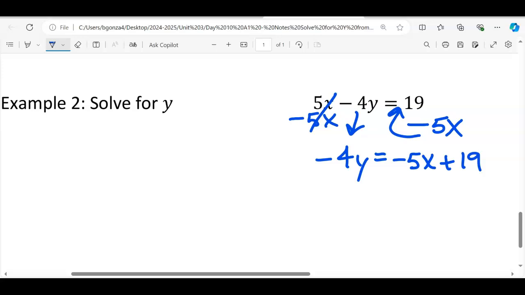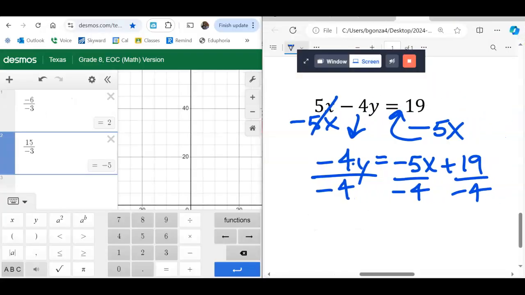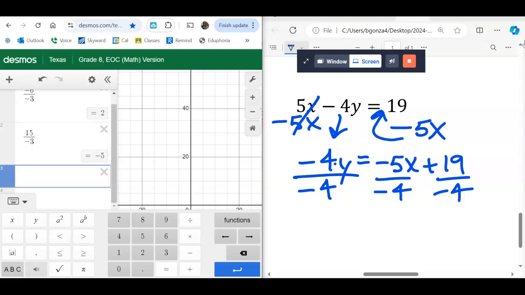And then your last step, to get rid of that -4 that's in front of y being multiplied, the opposite is to divide by the exact same number. So if it's negative, you got to divide by a negative. So divided by -4, divided by -4, divided by -4. What is -5 divided by -4?